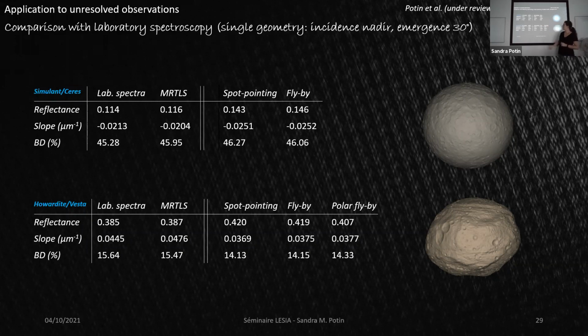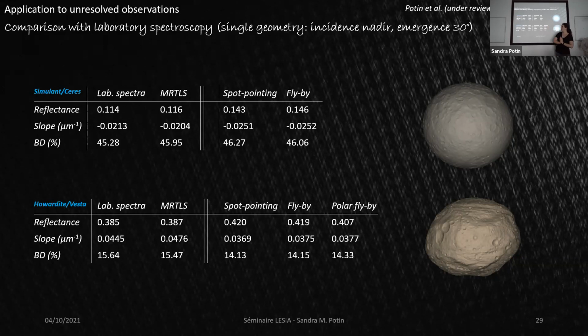You can see that for Ceres, we have an increase of reflectance of around 3%, so we go from 11% to 40%. We have a slope change, we go from minus 0.021 to minus 0.5. If we look at Vesta, we have an increase of reflectance, we go from 38% to 42%, and a decrease of the slope from 0.044 to 0.036. I agree that these values are not very strong.